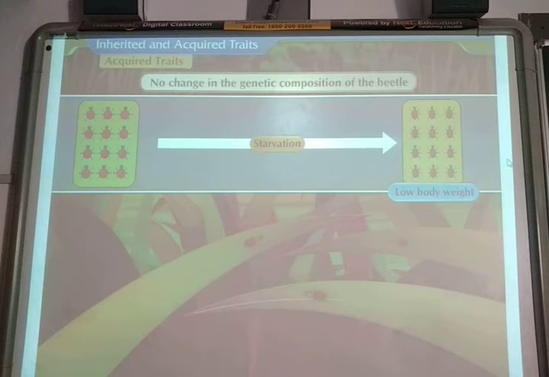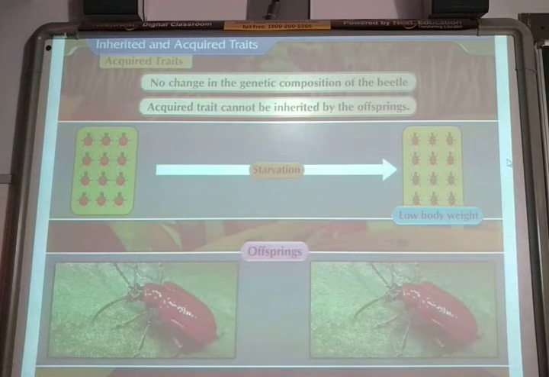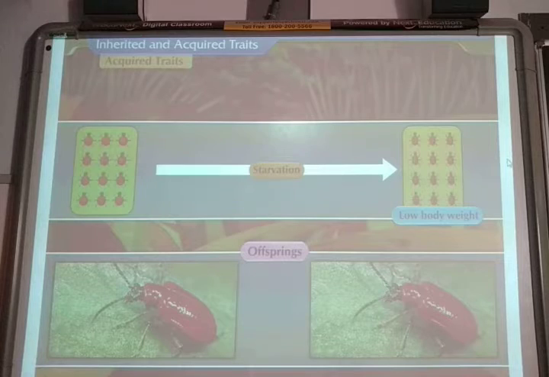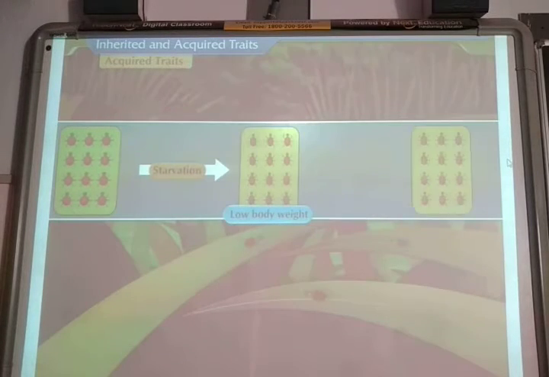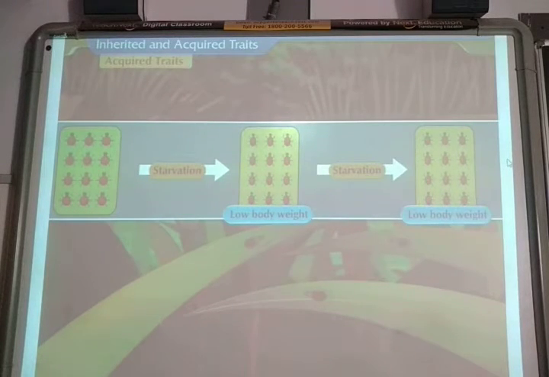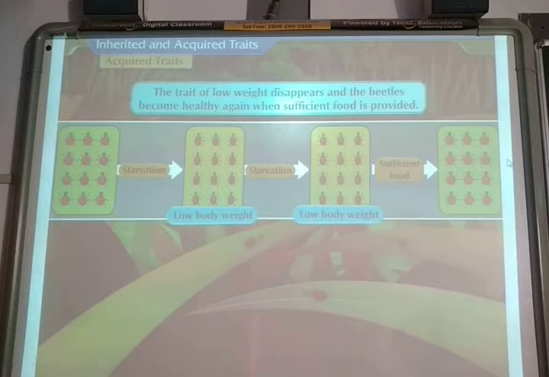There is a change in the normal body cells of the beetle, but no change occurs in the genes present in the reproductive cells of the beetles. Since there is no change in the genetic composition of the beetle, this trait cannot be inherited by its offspring. Thus, low weight is an acquired trait of the beetle. It will not be passed on to the future generations. Further, if some generations of the beetles are low in body weight, it is not because the trait has been passed on to these generations. It would be purely due to the absence of sufficient food. Whenever sufficient food is available, the trait of low weight would disappear and the beetles would become healthy again.